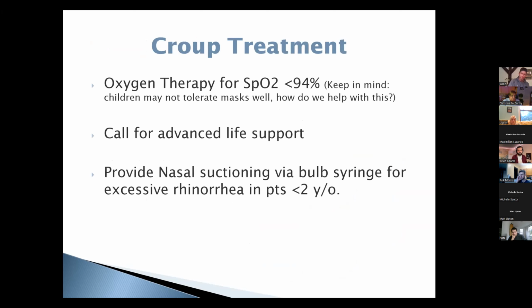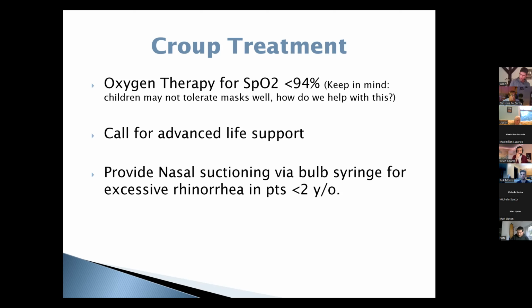With croup, treat with oxygen for up to 94%. Like I said, we don't want to just assume a kid is going to take a mask pretty well. We don't want to just throw it on their face. A lot of children don't like it. We can have a parent or you hold the oxygen mask next to their face. Definitely calling for advanced life support would help.